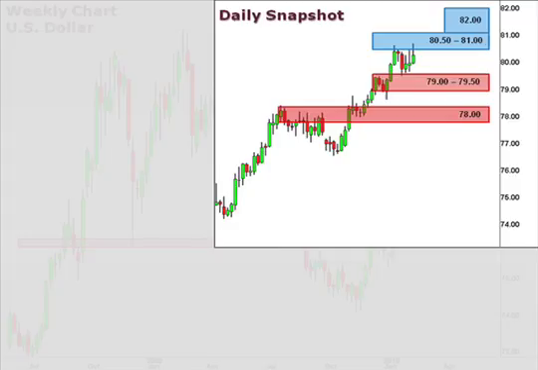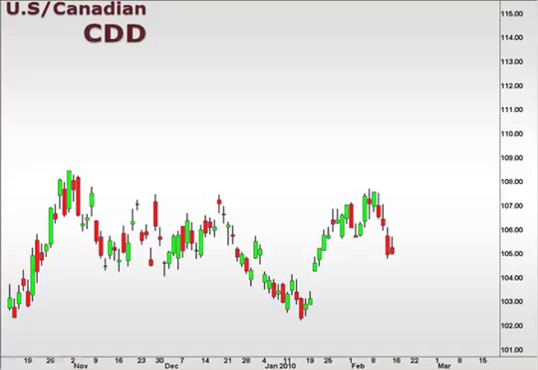A quick look at our daily snapshot reflects some of the key near-term support and resistance levels that we've been keeping an eye on. The 79.5 focal zone remains an important near-term support. We can see some consolidation between the 79.5 and 80.5 range taking place presently. A break beyond 80.5 could conceivably push towards a test of the upper range of this focal zone, tapping into that 82 level. Let's take a look at the CDD, the US versus the Canadian dollar.